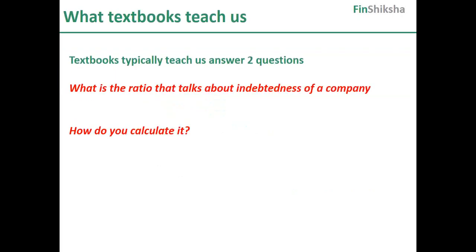So the first question would be something like, what is the ratio that talks about the indebtedness of a company? We'll get answers such as the debt to equity ratio. Some of us might say interest coverage ratio, or net debt to EBITDA. There are like 5 or 6 ratios around this, which give you a sense of the overall debt that a company carries.